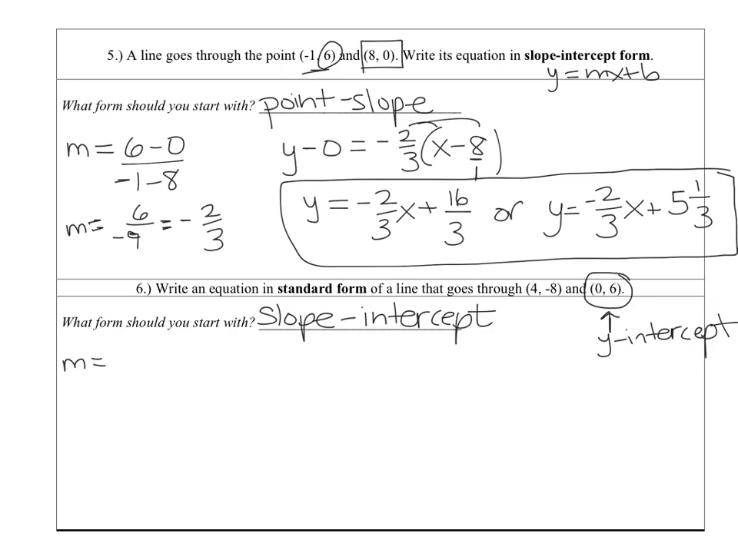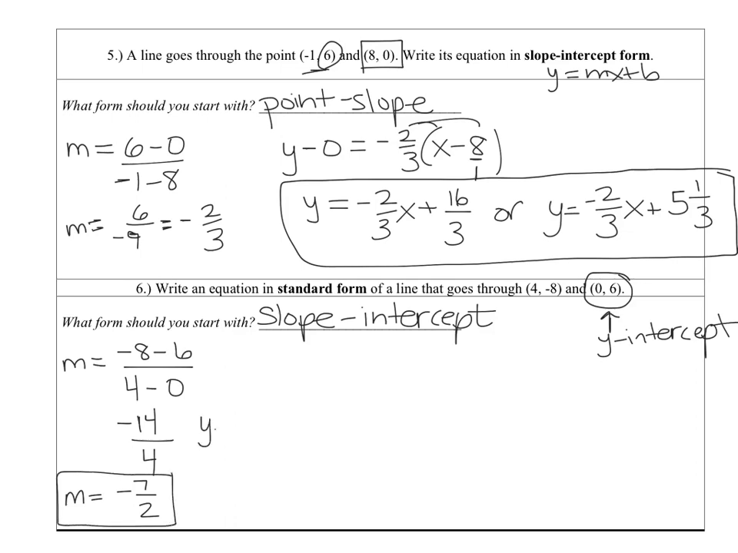So when I find the slope, let's do my y values on the top. So I'm going to do -8 minus 6. And on the bottom, 4 minus 0. Of course, you could flip it and do -6 minus 8 and 0 minus 4. You'll get the same answer. So -8 minus 6 is -14. And then 4 minus 0 is 4. If I simplify -14 over 4, that gives me -7 over 2. So my slope is going to be -7 over 2.